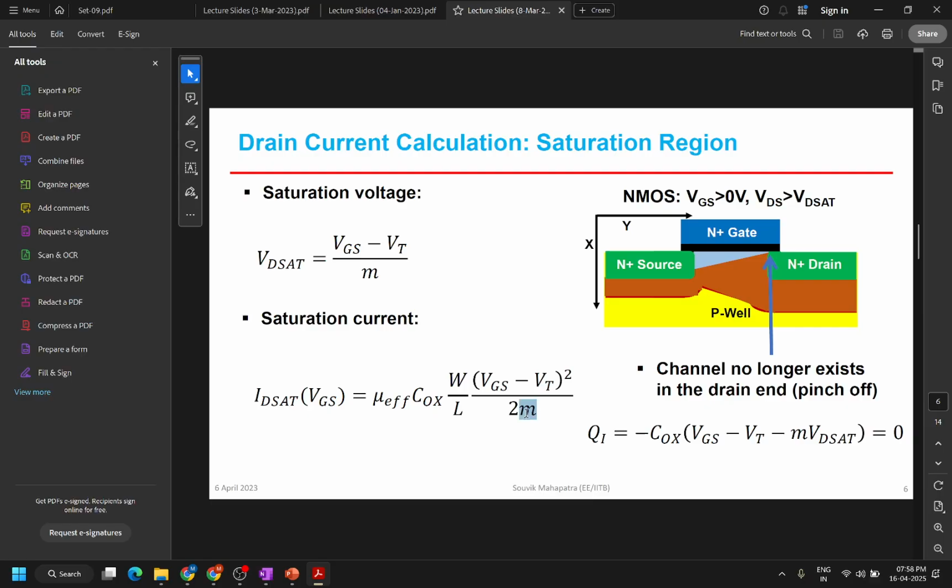And your M is basically a type of ideality factor. So you see here, your channel is pinched off. For silicon, it is 1, sir. For M, your M value you are saying? Yes. For silicon it is 1 and for germanium it is 2.